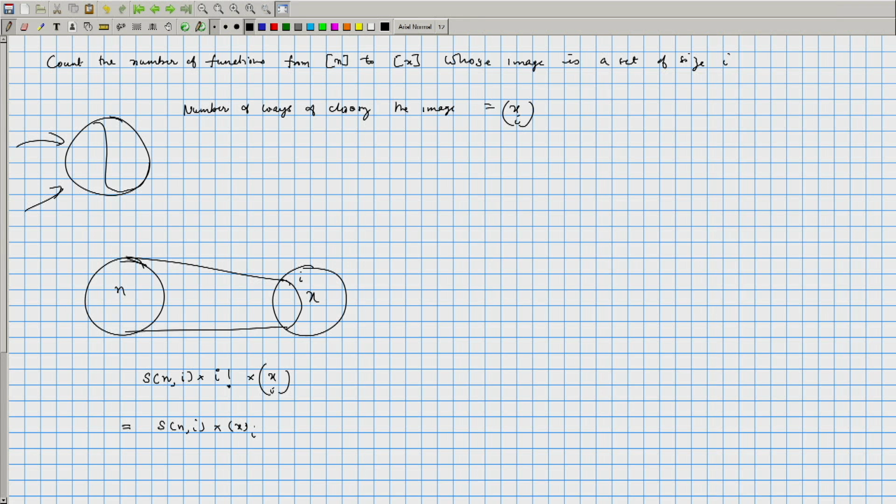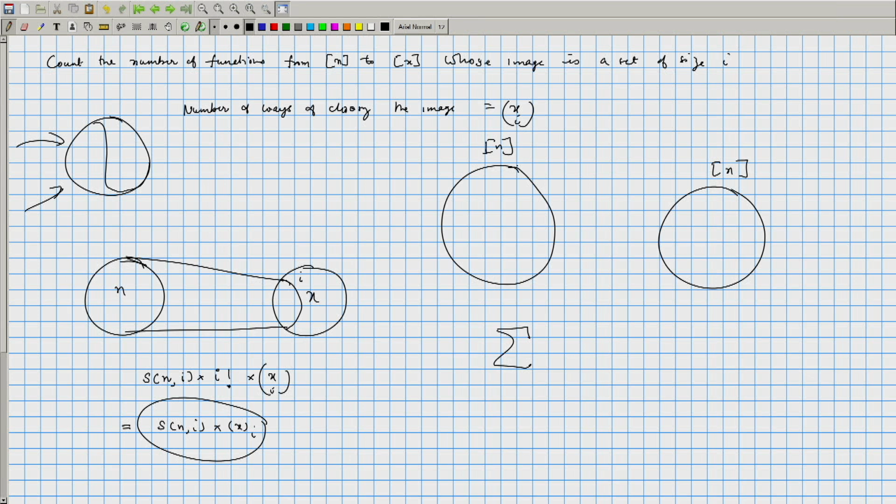So, this is the ith term in the summation. So, total number of ways. What we did is, instead of looking at all possible functions from, let us say, n to x, we summed over the size of the images. If the image is of size 1, then how many functions are there? If the image is of size 2, then how many functions are there? So, sum over sizes of image.